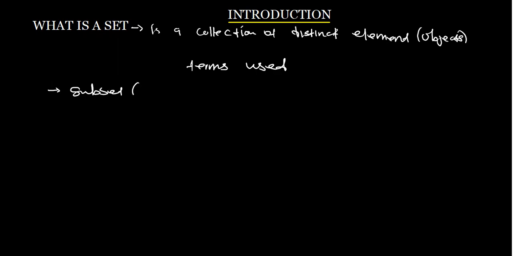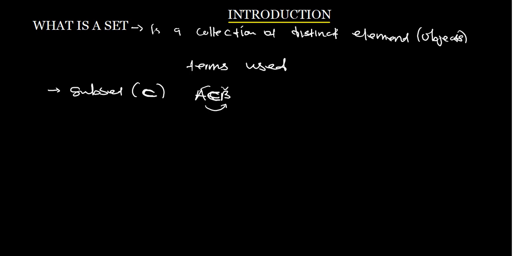A subset will be presented by this symbol, like a wrong C. So if I say A is a subset of B, what do I mean? I mean all the members in A are found in B. So it's like B is now the mother, the bigger set, meaning that A is found in B.